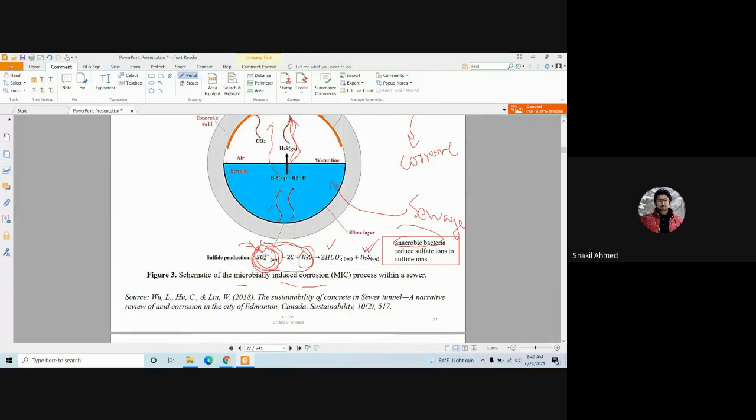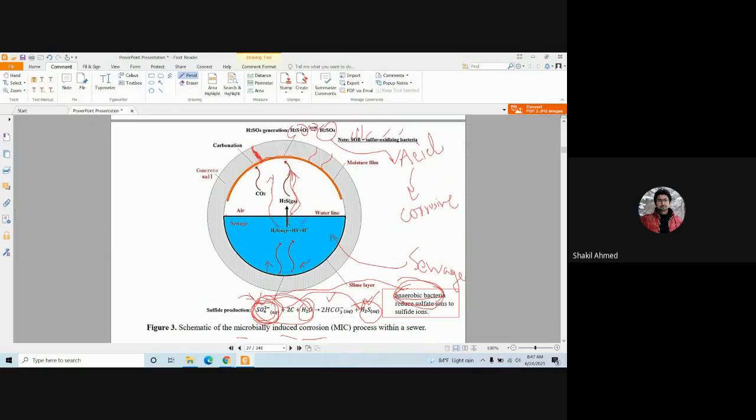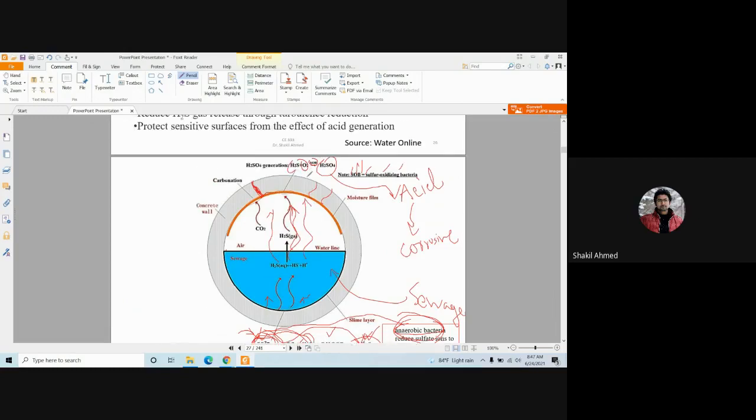If you look at the process again, the sulfate present in the sewage was reduced by the anaerobic bacteria present here. This anaerobic bacteria reduces sulfate ion to sulfide ion, that is hydrogen sulfide gas. This hydrogen sulfide gas travels upward, and another type of bacteria, called sulfur oxidizing bacteria, in the presence of oxygen, oxidizes this hydrogen sulfide to H2SO4. Since this is an acid, it causes corrosion in the sewer pipe. So you'll see many leaks generating in the sewer. Of course, we don't want this, right?